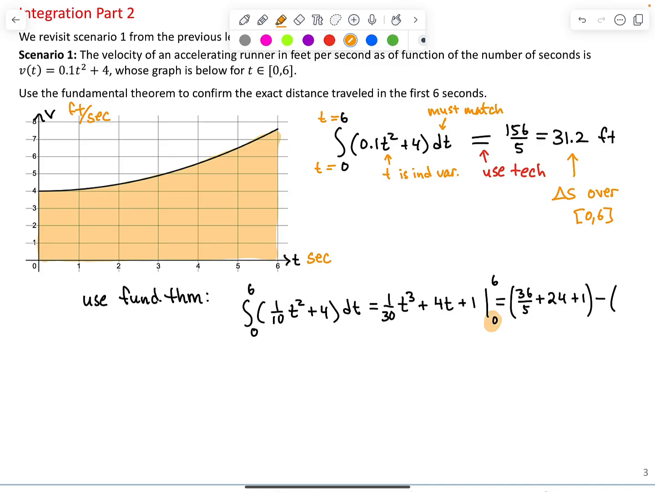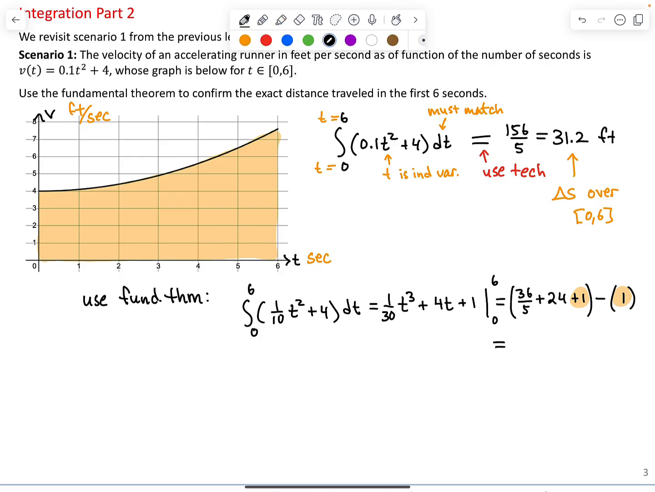And now plug in 0. Well, 0 goes in here, and 0 is out. 0 goes in here, and 0 is out. So all you have is this plus 1, so this will become minus 1. And now when I simplify this, you'll see that it didn't matter what constant I put here, because it gets canceled when I do the subtraction.